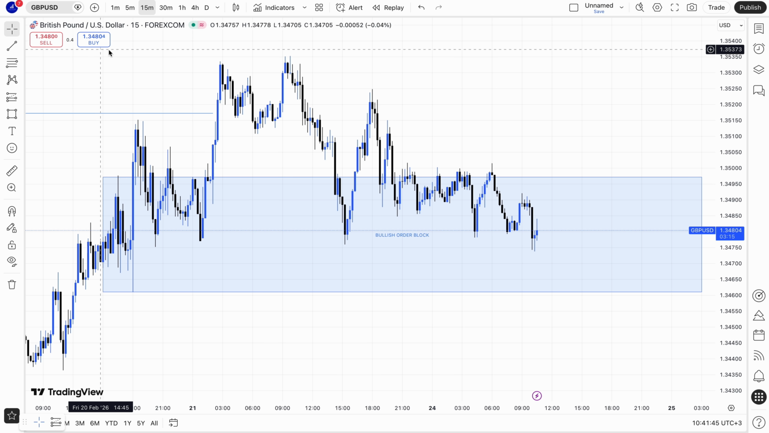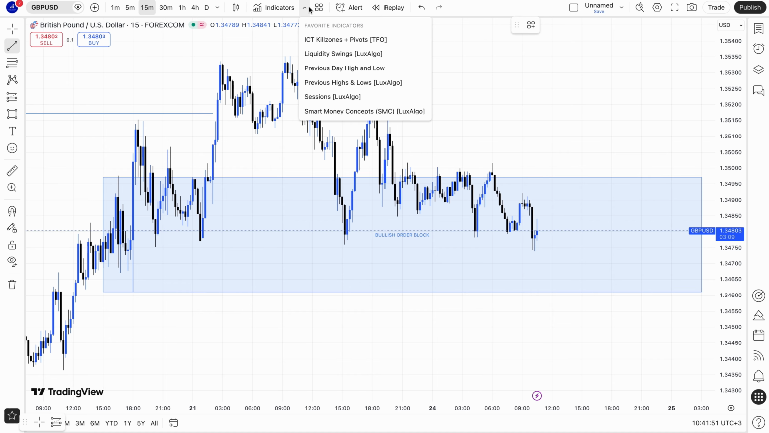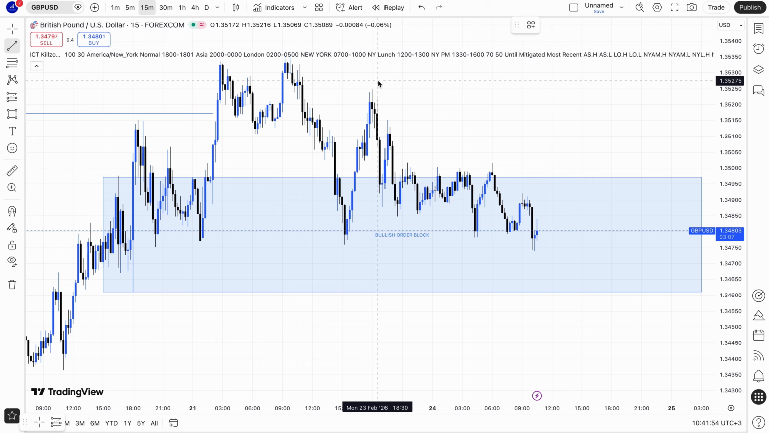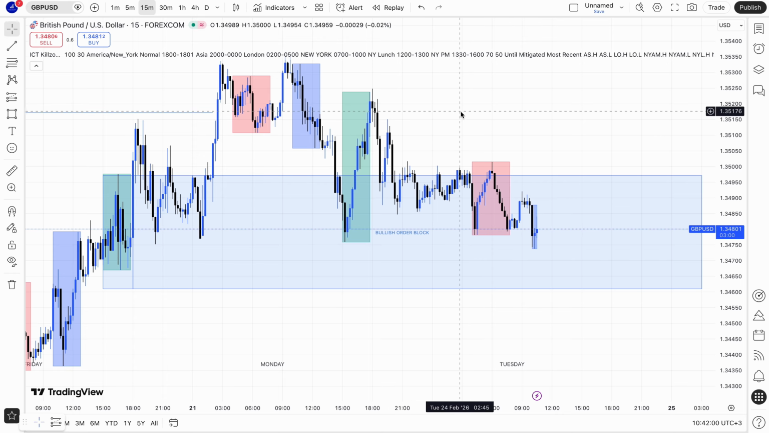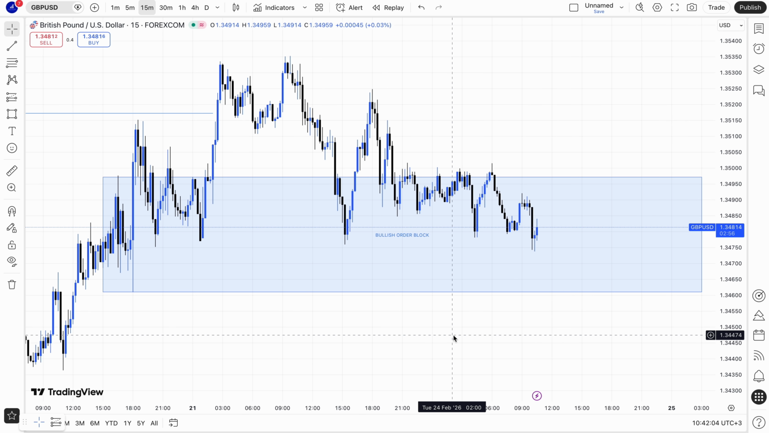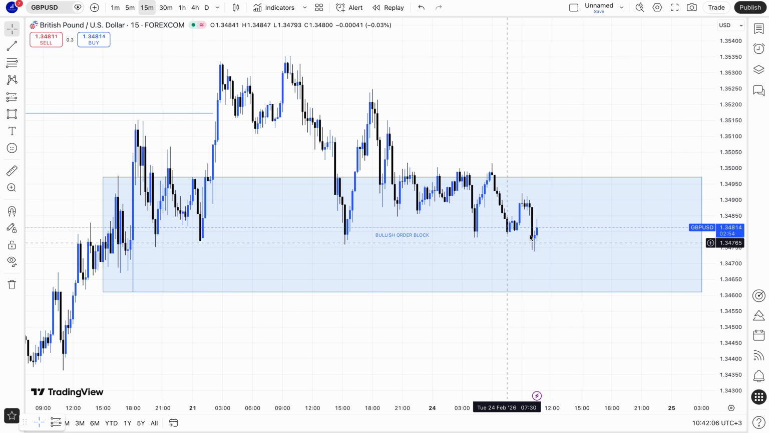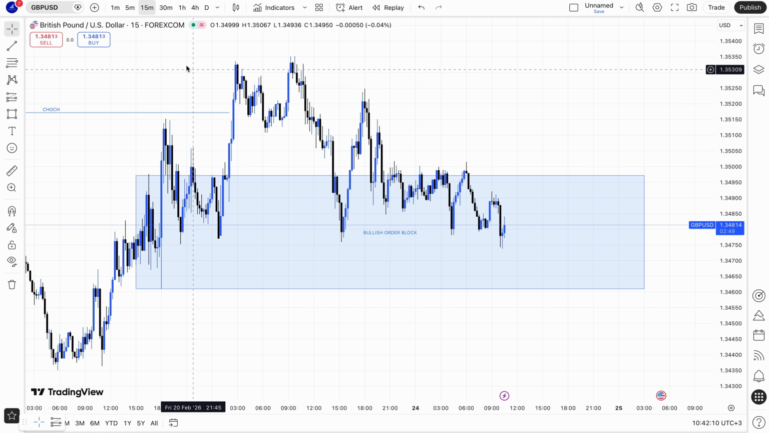Then we need to see liquidity being swept, and it was already swept. Even if you check our Asian liquidity, it's already swept, you can see it in this red. Now it's very, very simple. Now we're looking for confirmation because our price is already reacting on our order block.